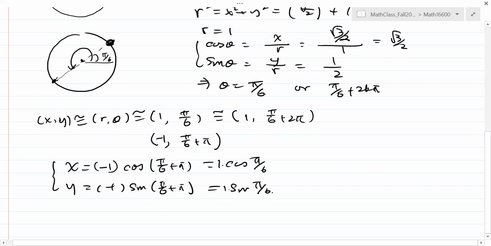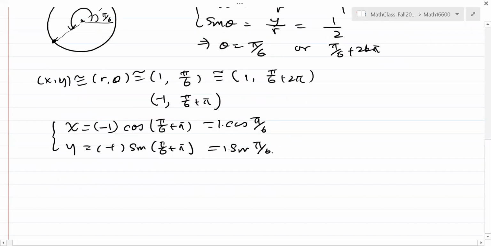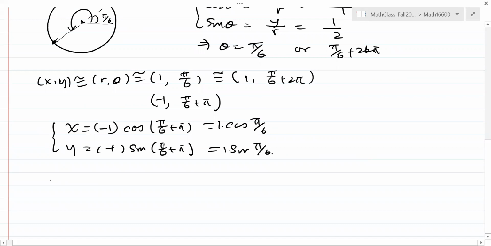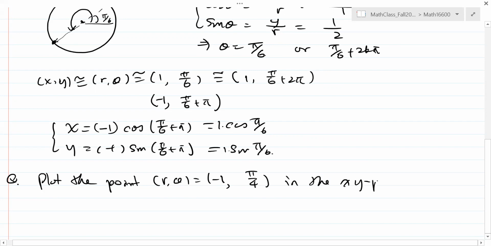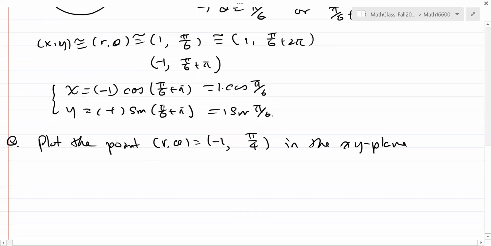And how do you describe the point with negative r? Okay, so the idea is, if r is negative, let's look at the problem. Plot the point (r, theta) equals (negative 1, pi over 4) in the polar plane. How do you do that? Well, you can find the xy values. You can do it algebraically. You don't even need to look at the picture.